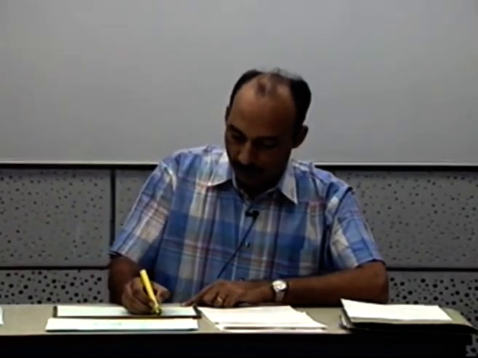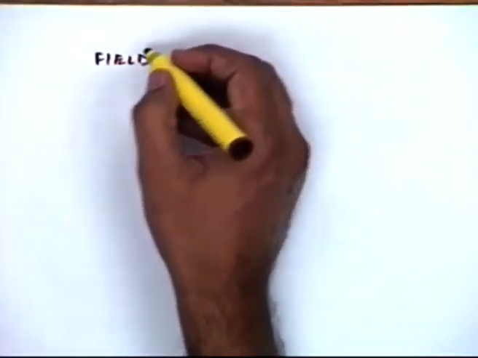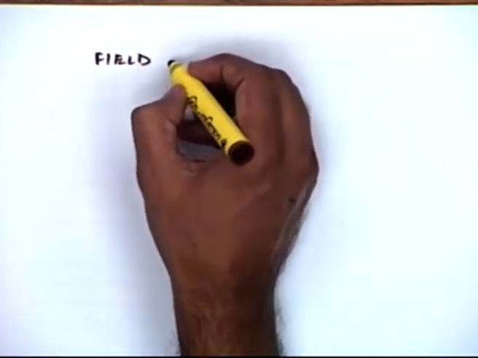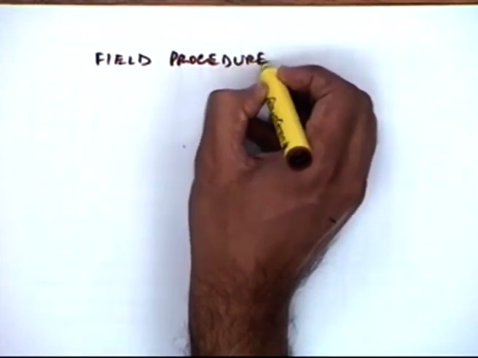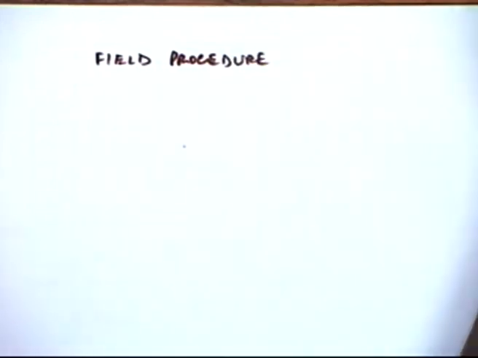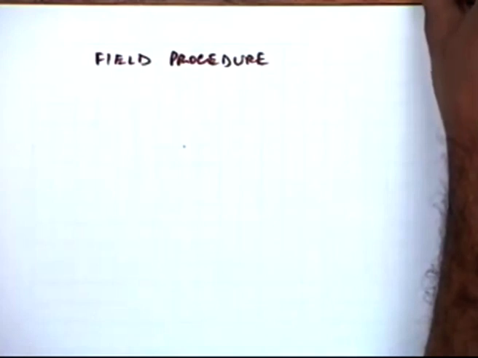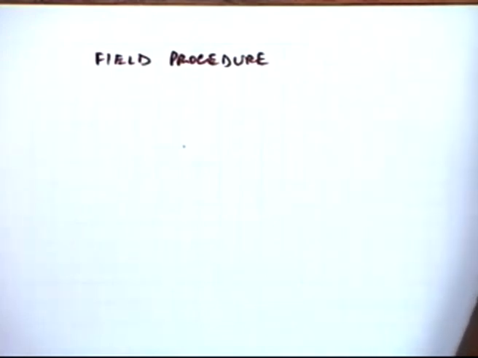And next, we'll try to see what is the field procedure which has to be adopted so that you are taking all the observations which are desirable observations and nothing is missed in the process.